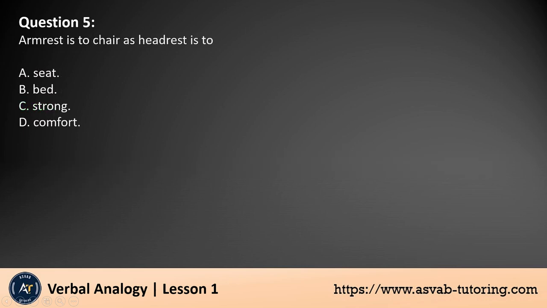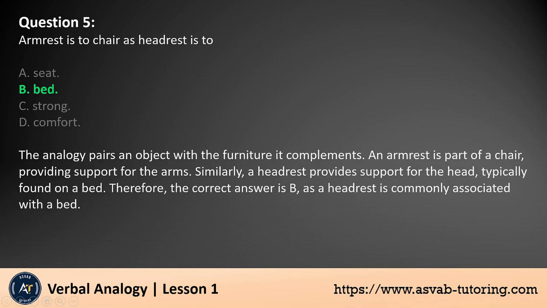Question 5. Armrest is to chair as headrest is to: A. Seat, B. Bed, C. Strong, D. Comfort. The answer is B. The analogy pairs an object with the furniture it complements. An armrest is part of a chair, providing support for the arms. Similarly, a headrest provides support for the head, typically found on a bed. Therefore, the correct answer is B, as a headrest is commonly associated with a bed.